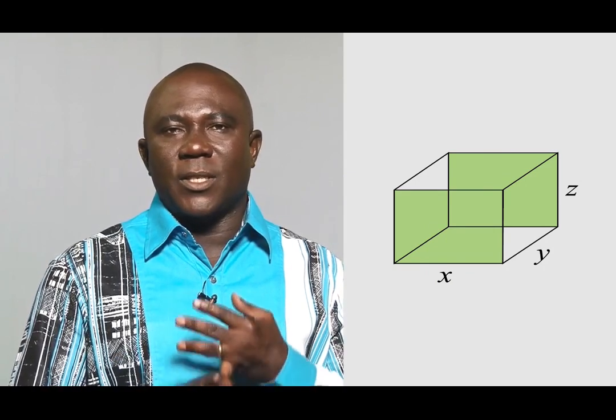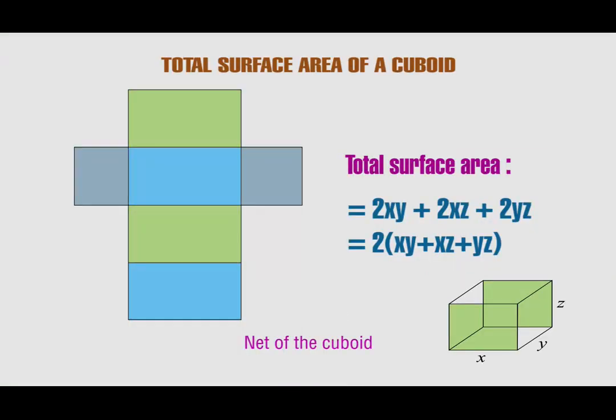So the total surface area of the cuboid is going to be 2xy plus 2xz plus 2yz. And we can simplify that to 2 multiplied by (xy plus xz plus yz). This gives us the total surface area of a cuboid. Let's take an example.